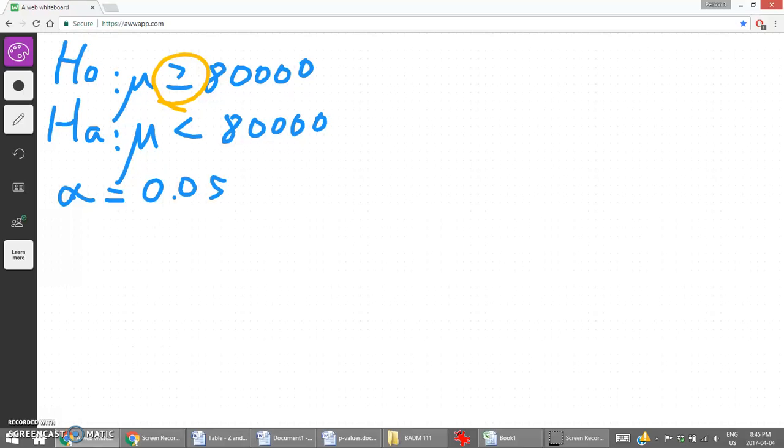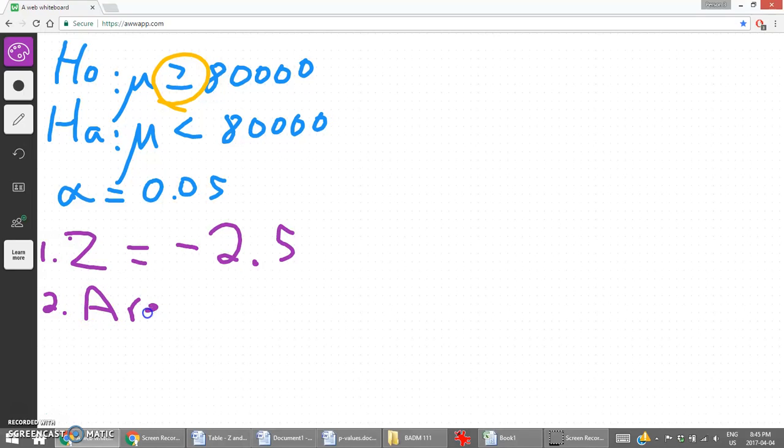So the test statistic is something we still have to calculate. The test statistic turned out to be negative 2.5 based on the work we've done previously. What we want to do here follows the three-step approach we took in chapter 6 to find the probability or the area of a value being greater than or less than a certain point on that normal distribution. So this would be step 1, calculate Z. Step 2 is to find the area.